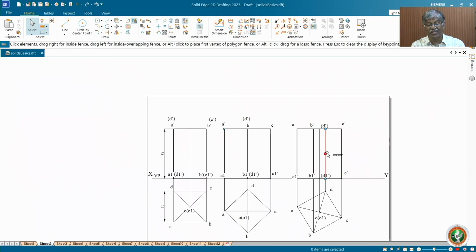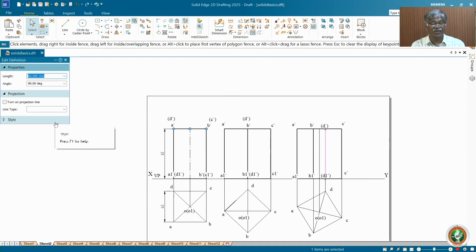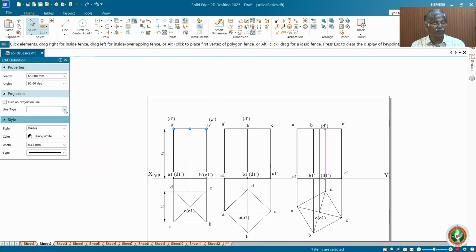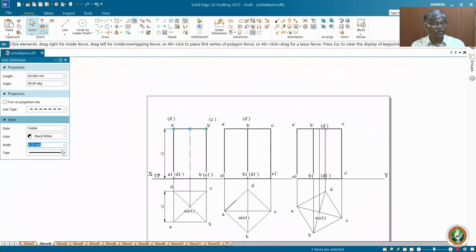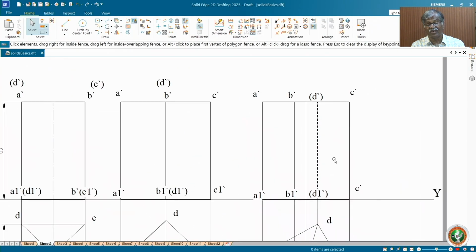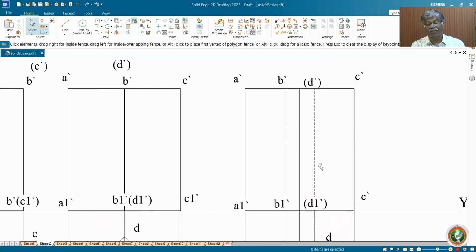Now what about this DD1? DD1 is to be identified as dotted line. So type of line is dotted line, second one, and here it is 0.7. Again select here dotted line. Yes, you got dotted line. See. What about this? This is actually axis.